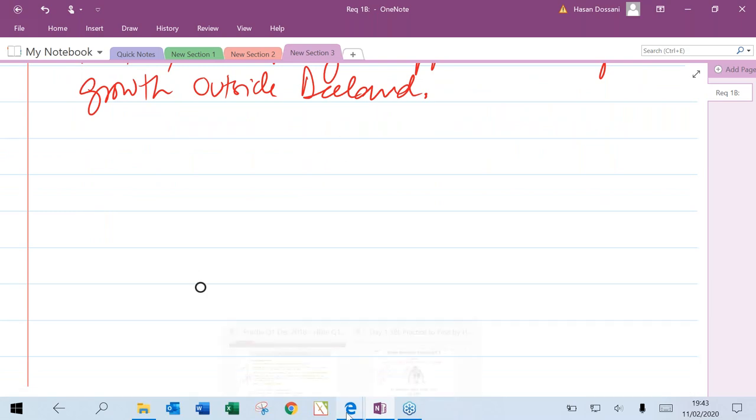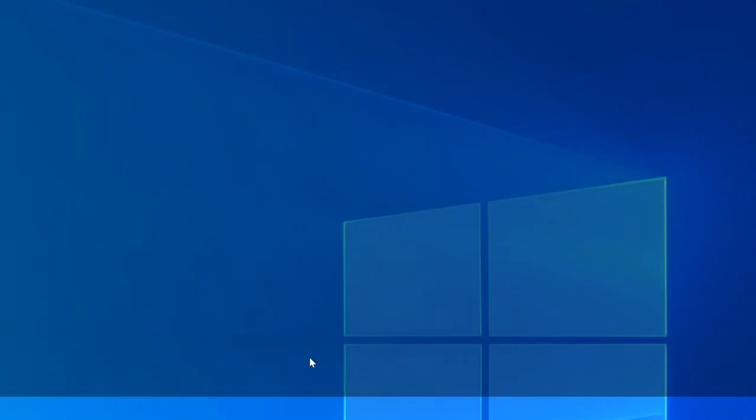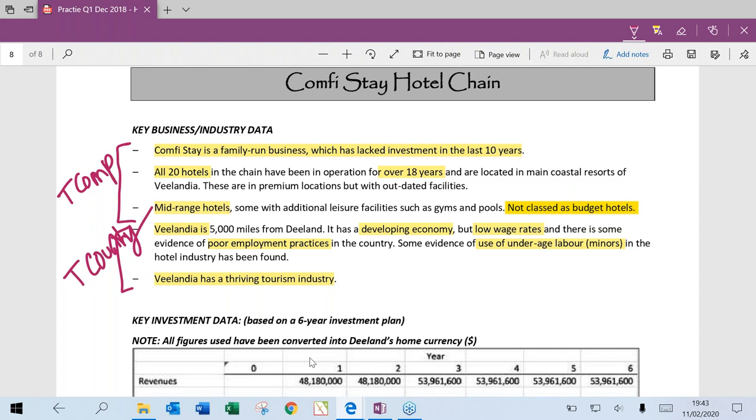But if I start drafting, we will spend a lot of time here. I just want to demonstrate the technique to you. So we will input information from these paragraphs. We will start with positive things first: Finlandia has a booming tourism industry, and the economy is developing. There are low wage rates. However, there is some evidence of poor employment practices as well as use of underage labor. That's it. As simple as this, my friends.